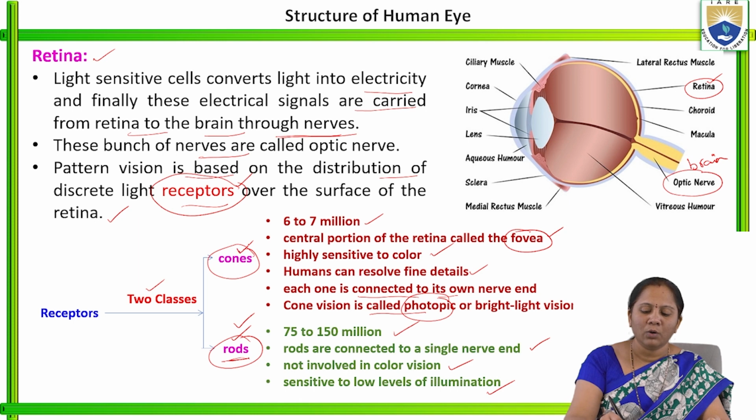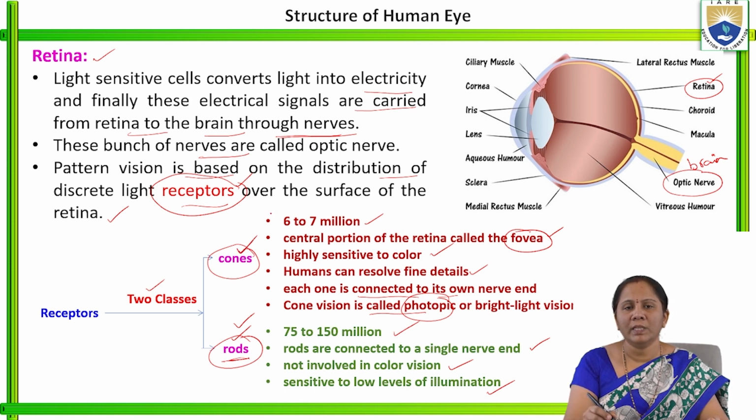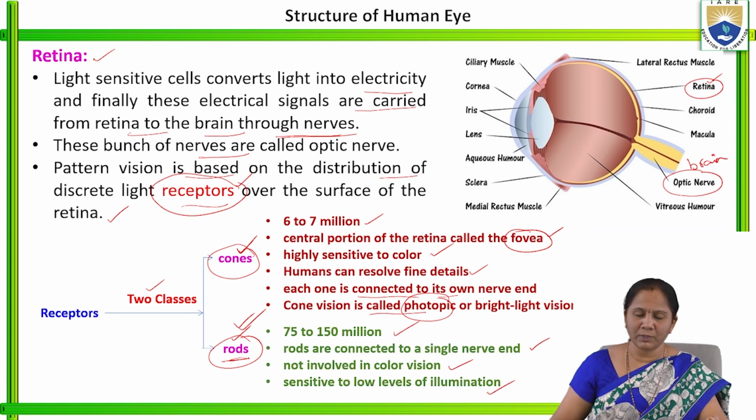So cones will be activated when the light is bright, so we can see all the colors in the image. Rods will be activated when the light is dull or when there is no light, so the colors on the image cannot be visualized. So that is the main difference between cones and rods, which come under receptors.